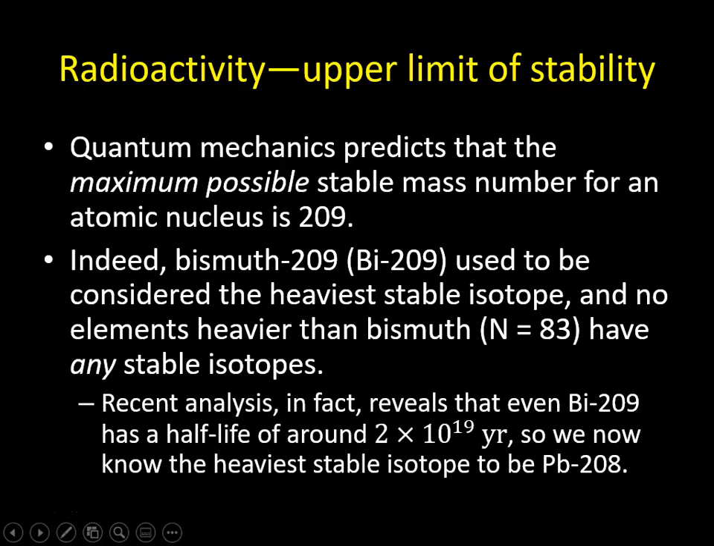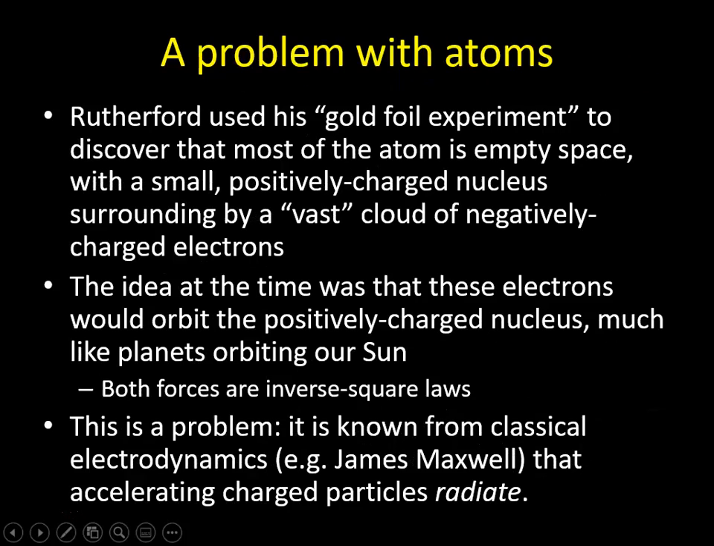But now we actually know that even bismuth-209 has a half-life of something around 2 times 10 to the 19 years. So it's very, very, very long-lived, but it's not completely stable. So now we recognize the heaviest stable isotope to actually be lead-208. And lead-208 actually is stable, assuming that protons are stable, which most theoretical physicists figure will probably turn out to be unstable, but here we'd be talking about half-lives on the order of 10 to the 34th or 10 to the 35th years. So many, many orders of magnitude higher than this.